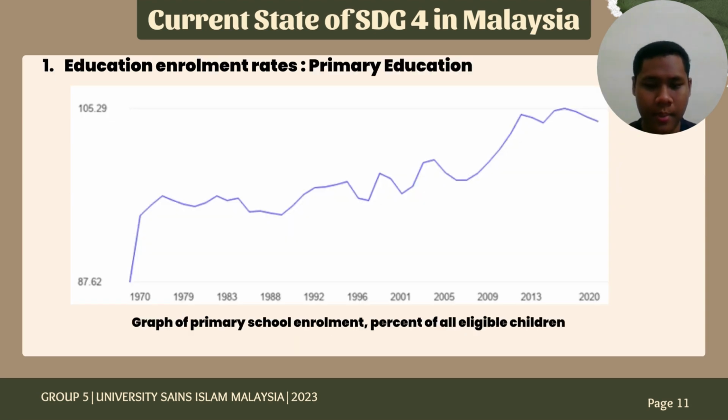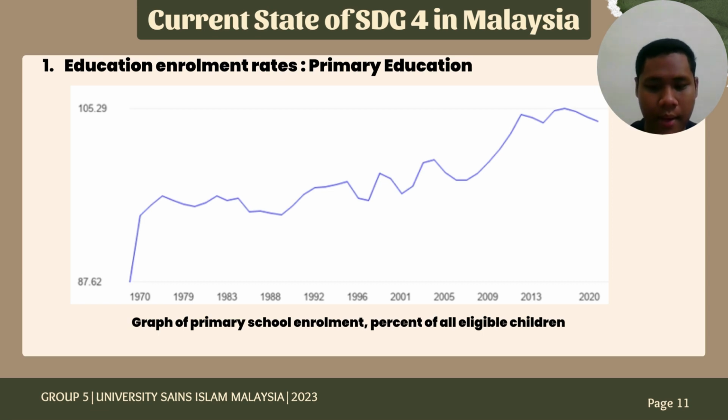Education enrollment rates, primary education. When we look at the graph of primary school enrollment, percentage of all eligible children, for that indicator, we provide data from Malaysia from 1970 to 2020. The average value for Malaysia during the period was 98.18%, with a minimum of 87.62% in 1970 and a maximum of 105.29% in 2017. The latest value from 2020 is 103.91%.